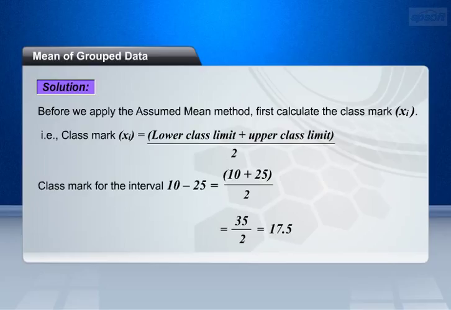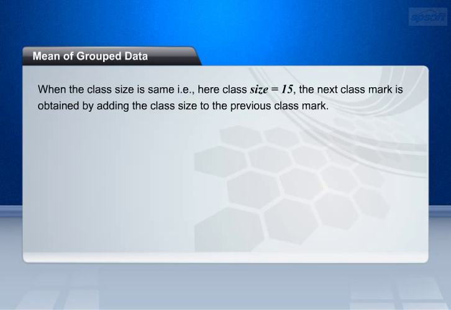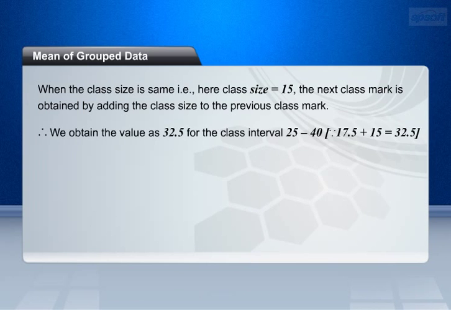But you can also follow this shortcut method to calculate the class mark when the class size is the same for all the class intervals. Recall that class size for any class interval is obtained by subtracting the lower class limit from its upper class limit. Here, from the table, we observe that the class size is the same, that is, 15. So, the next class mark is obtained by adding 15 to the previous class mark, 17.5. Therefore, we obtain the value 32.5 for the class interval 25 to 40.